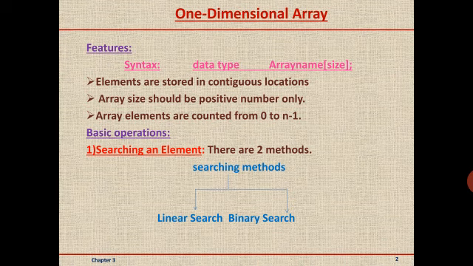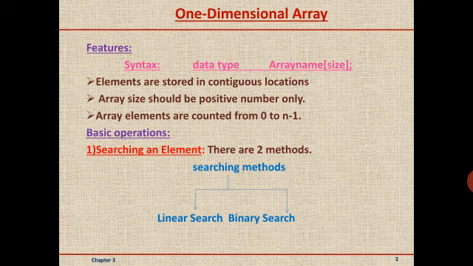One-dimensional array has only one row or one column. It has syntax as shown here. It begins with a data type followed by array name, in the bracket size. Size specifies the number of elements we can store in the array.